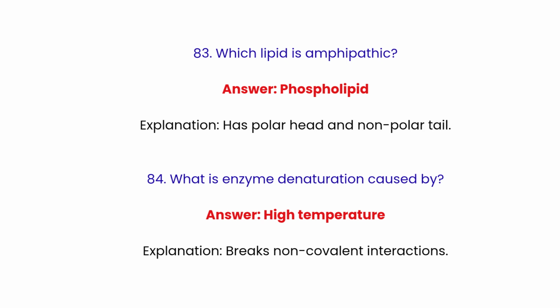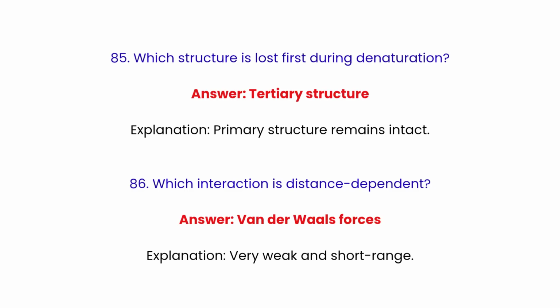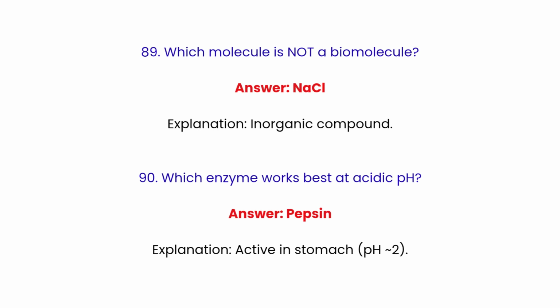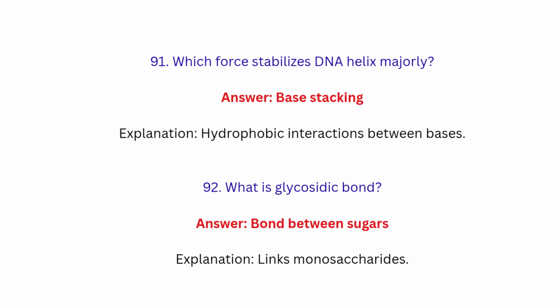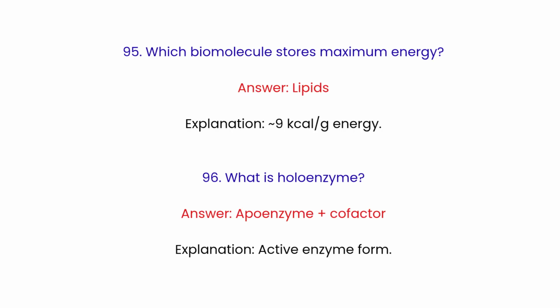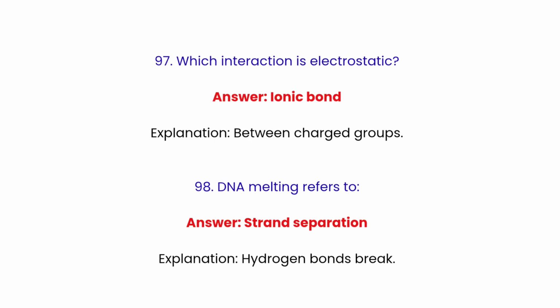Before moving ahead, remember that life at the molecular level depends on precise interactions between biomolecules. Even a small change in molecular structure can drastically affect biological function. That is why mutations in DNA can lead to defective proteins. Non-covalent interactions may be weak individually, but together they provide strength and flexibility to biological systems. This balance between stability and reversibility is essential for normal cellular processes. Enzymes are highly regulated molecules, ensuring that reactions occur only when needed. This regulation helps the cell save energy and maintain homeostasis.